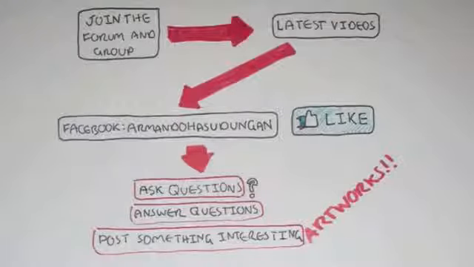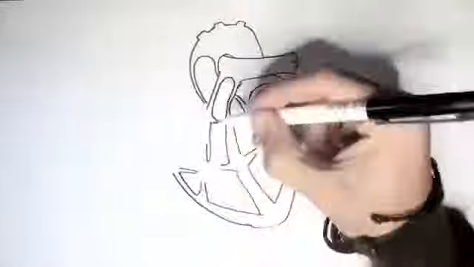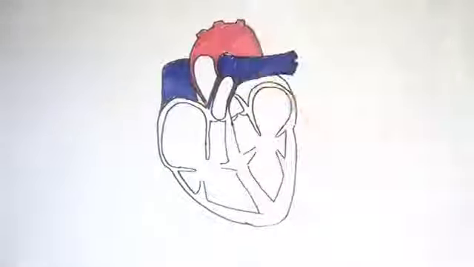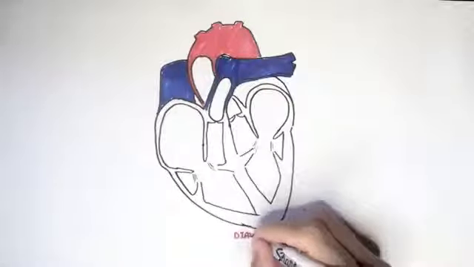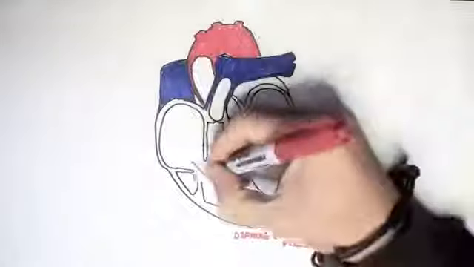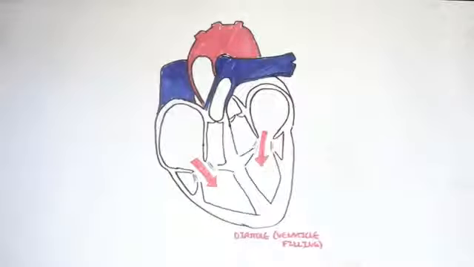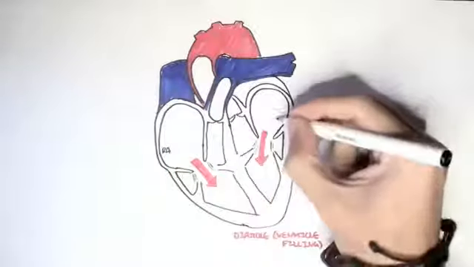Now here we have an open view of the heart. We have the aorta and pulmonary artery leaving the heart, and the superior vein coming into the heart. Let's look at diastole, the time at which the heart fills with blood. But when we say diastole or systole, we usually refer to the ventricles. So here, in diastole, we're looking at the filling of the ventricles with blood.